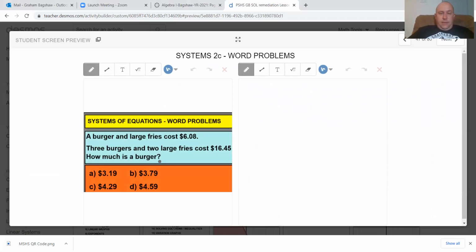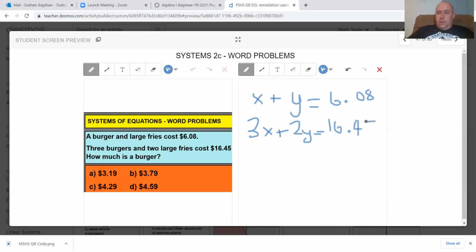If we have a word problem, there's a lot of possibilities we could have for this one. Burger and fries, I'm going to use X for burger, and I'm going to use Y for fries because I know when I type this in, otherwise it will not work. So one burger, one X, plus one lot of large fries, plus Y equals 6.08. And for the other one, 3 burgers, so that would be 3x, and 2 large fries, 2y, equals 16.45.